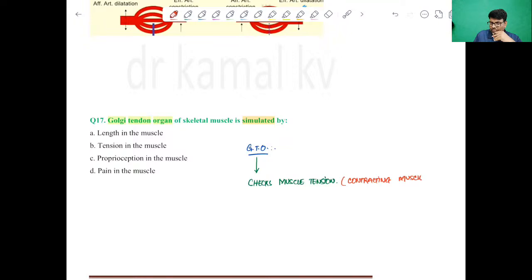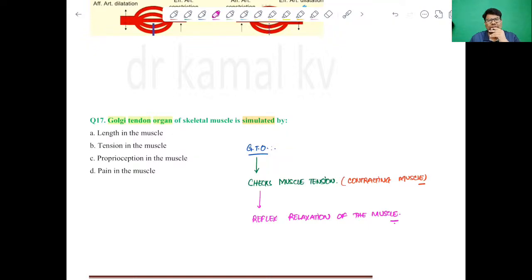And what happens when the Golgi tendon organ senses that the tension is developing too much? Now it can lead to muscle injury. So there will be reflex relaxation of the muscle. Clear? So this will make sure that the muscle is not injured because of over contraction. So this is the Golgi tendon organ function.